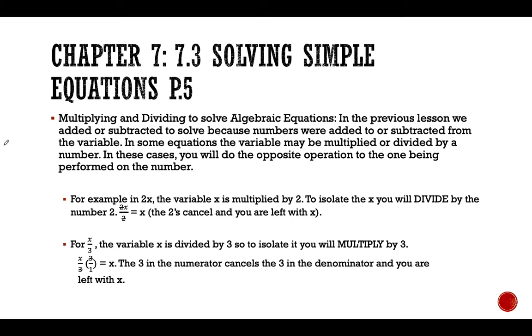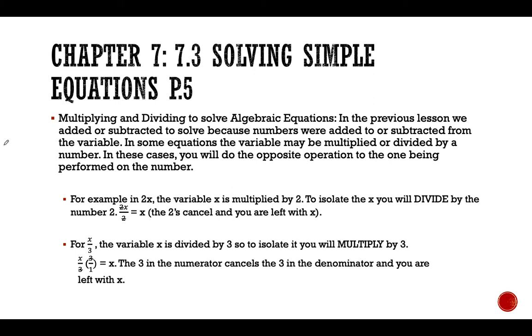Now, multiplying and dividing to solve algebraic equations. Previously, we added or subtracted to solve because the numbers were added to or subtracted from the variable. In some equations, the variable may be multiplied or divided by a number. In these cases, you will do the opposite operation to the one being performed on the variable. For example, in 2x, the variable x is multiplied by 2. To isolate the x, you will divide by the number 2.